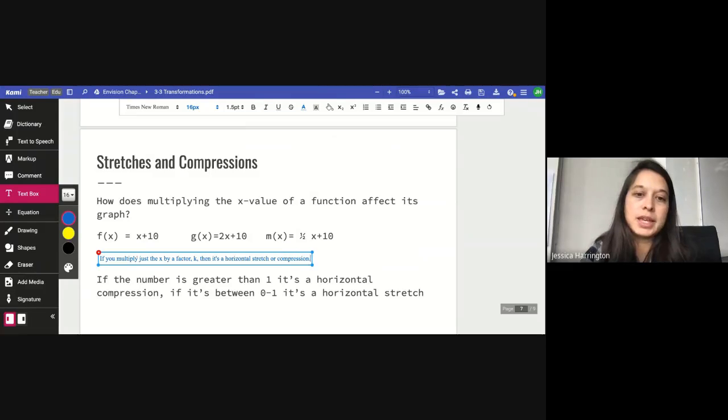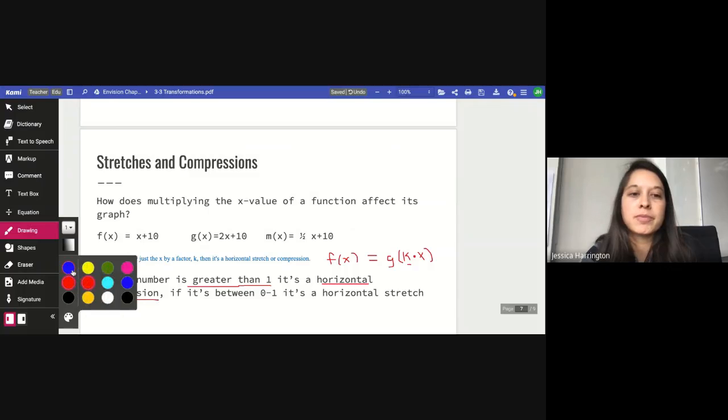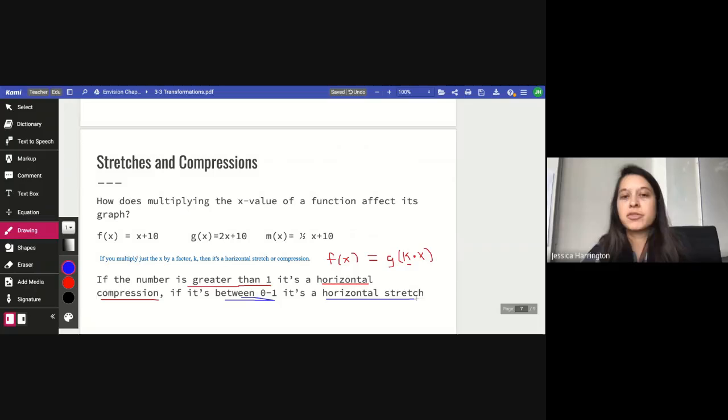That would be like if you take your new function f of x, and all you do is take every x in there and multiply it by k. So just the k is getting multiplied by the x, right? Not the whole function anymore. It's happening inside the parentheses. So if this number k is greater than 1, it's a horizontal compression. And if it's between 0 and 1, it's a fraction, it's a horizontal stretch. So again, it's the opposite of vertical.